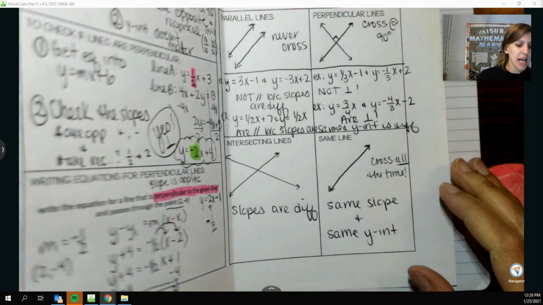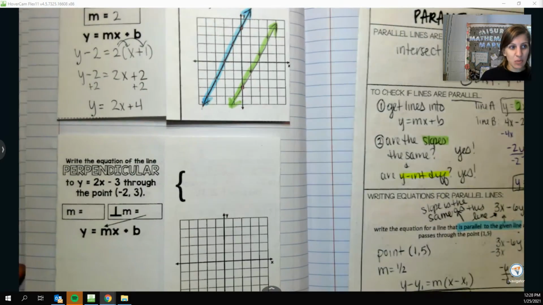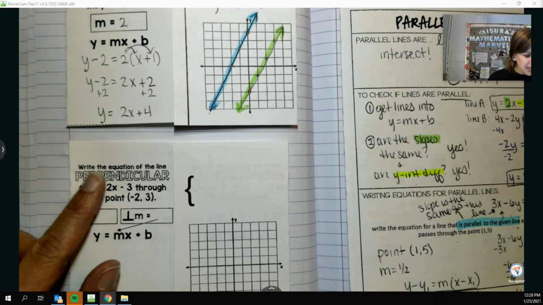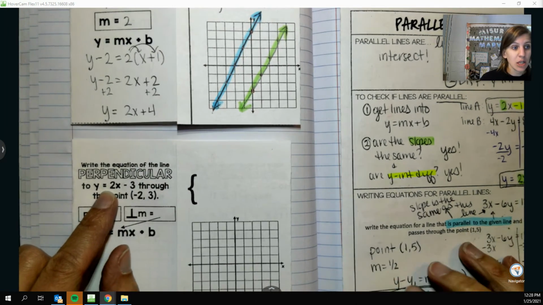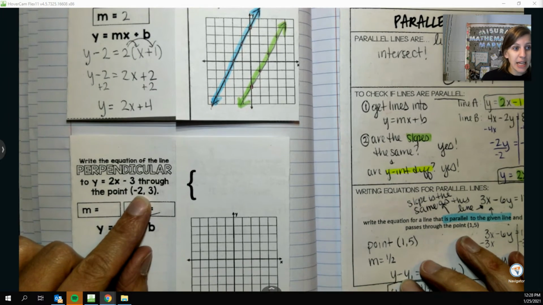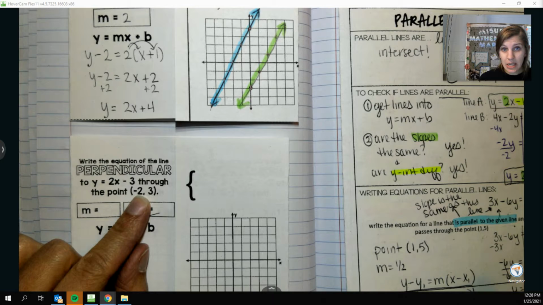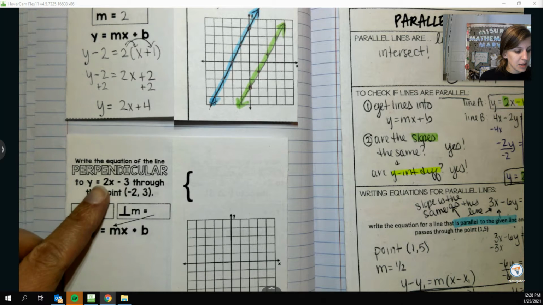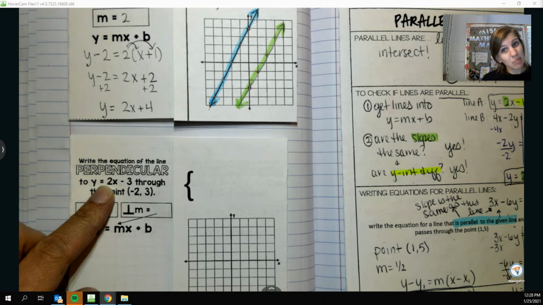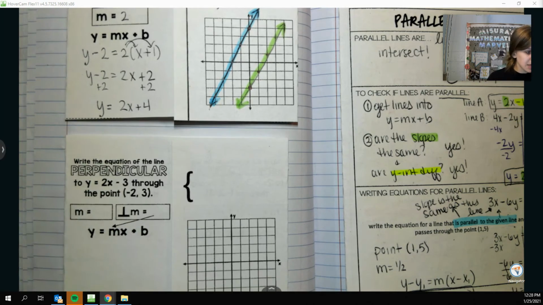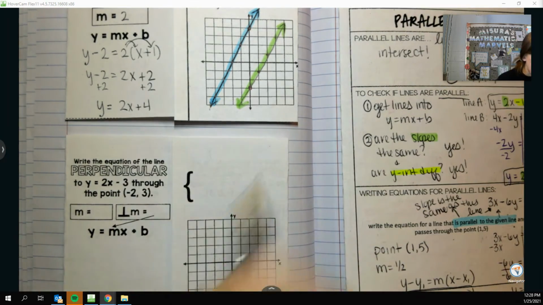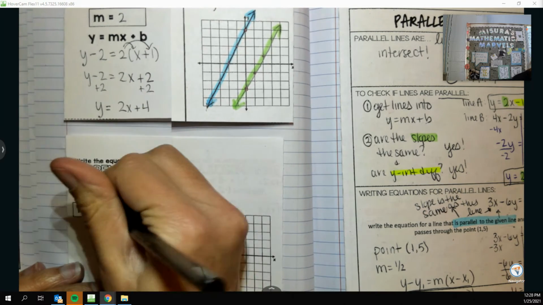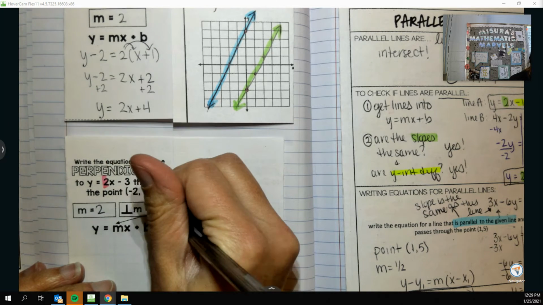Now, one other thing we need to try on the previous page here is writing some more equations of lines that are perpendicular. So, write the equation of the line perpendicular to y equals 2x minus 3 through the point -2, 3. So just like we did before, write the equation of a line perpendicular is just code for your slope's related to this line, but it's not the same. It's opposite reciprocal. So I'm not going to use 2 as my slope. I'm going to use the perpendicular slope, which would be -1/2.